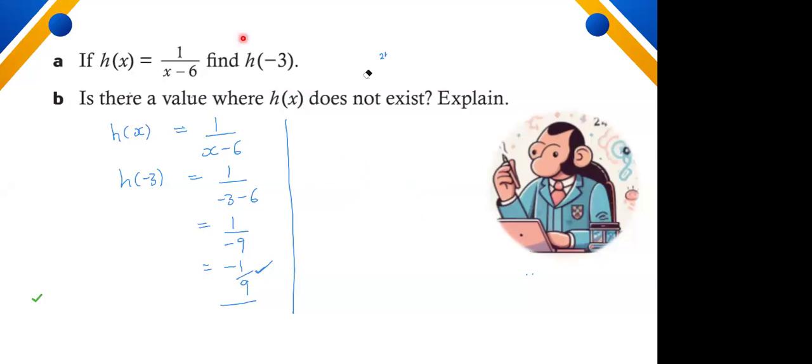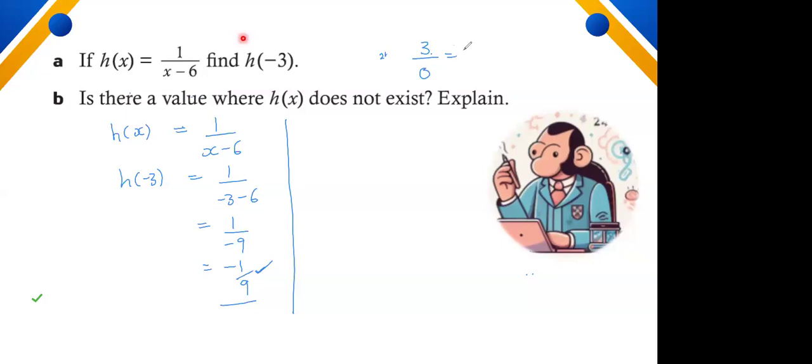Okay. Now, the next part is asking us, is there a value where h of x does not exist? One thing you need to know is that when they ask you where does it not exist, it means mathematically, when do we get those situations where your calculator is giving you an error? Take an example. When you place 3 out of 0 in your calculator, it cannot work it out. Why? Because it is a math error. It does not exist.